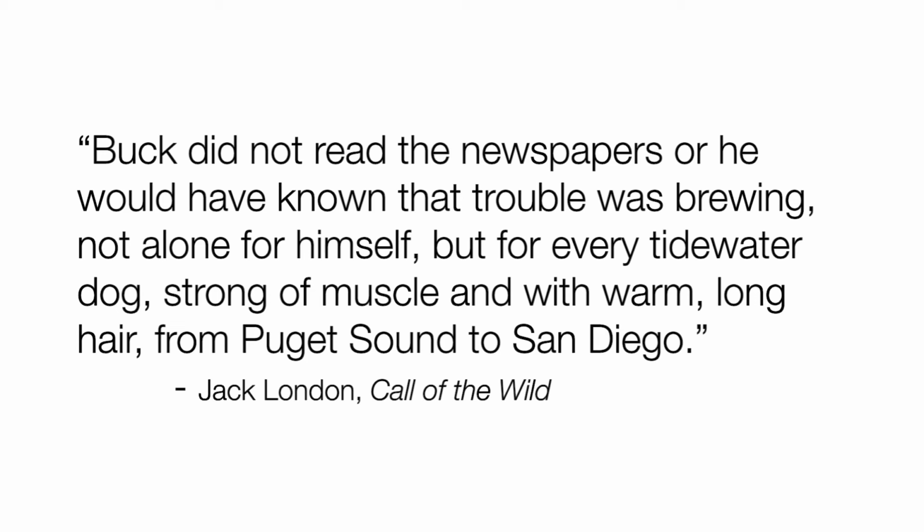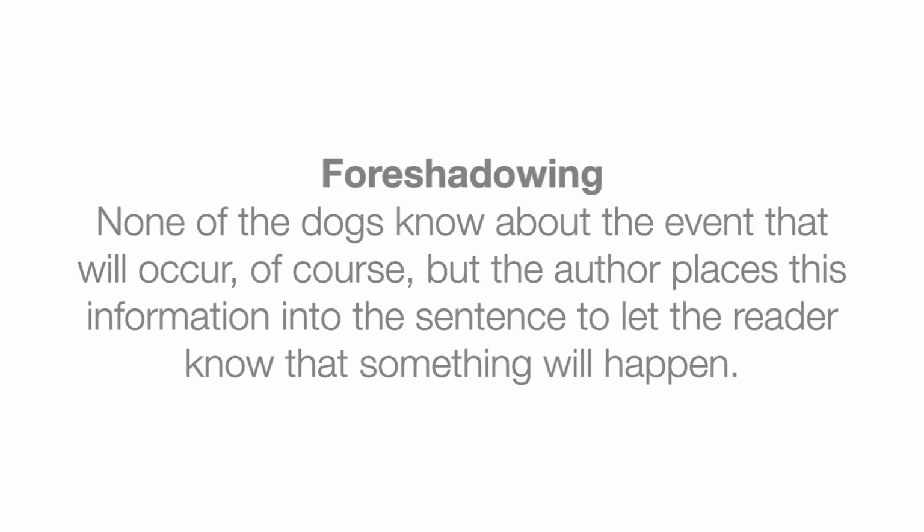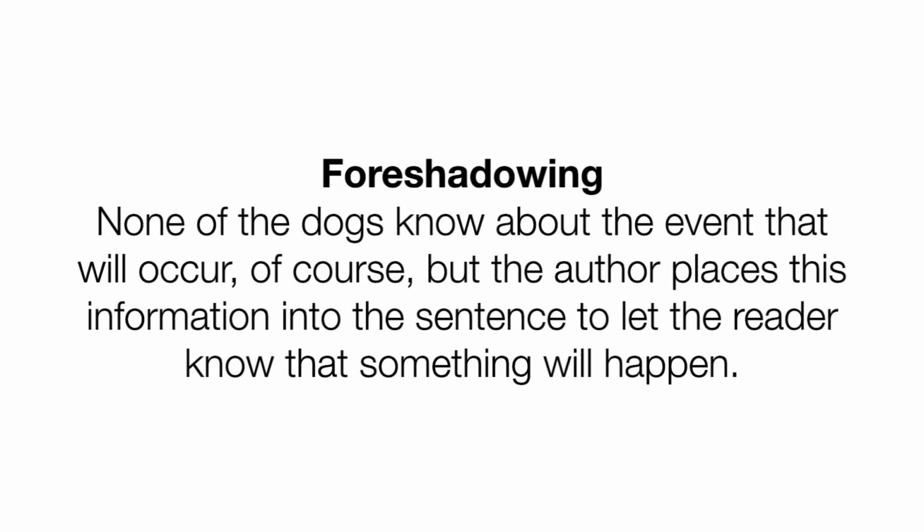This sentence includes a literary device called foreshadowing, which is used to indicate that something will happen in the future. Foreshadowing is used to show that something will happen to the dog in the story. The author indicates that trouble is brewing and that the dog, along with every Tidewater dog, strong of muscle and with warm long hair from the Puget Sound to San Diego, will be susceptible to the same event that is about to occur. None of the dogs know about the event that will occur, of course, but the author places this information into the sentence to let the reader know that something will happen.